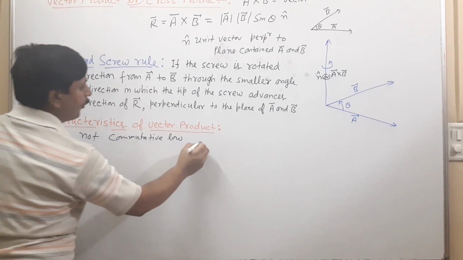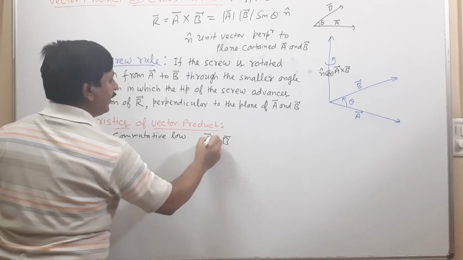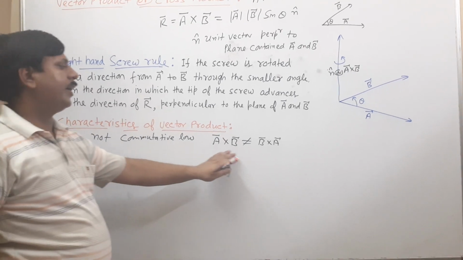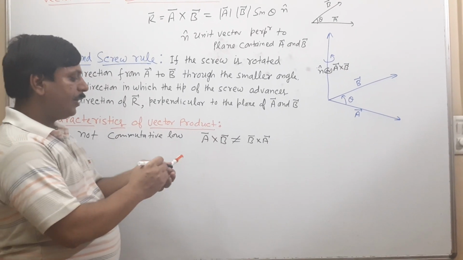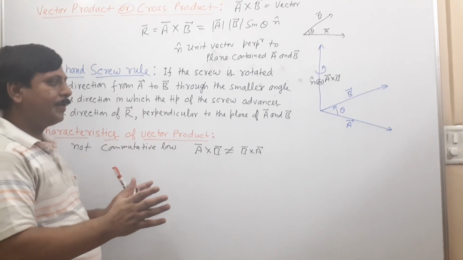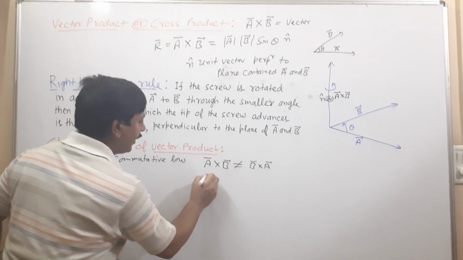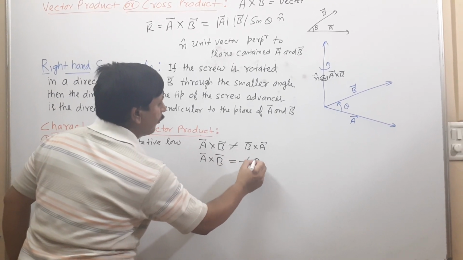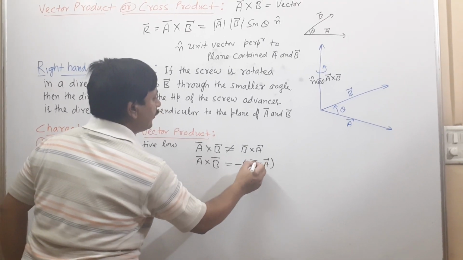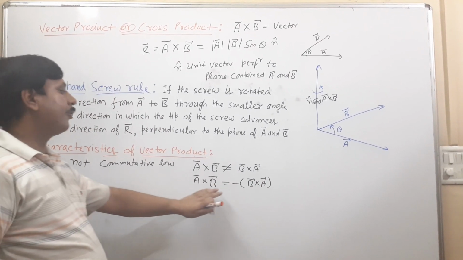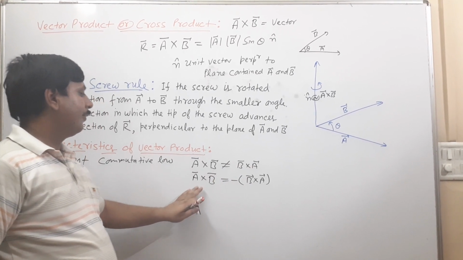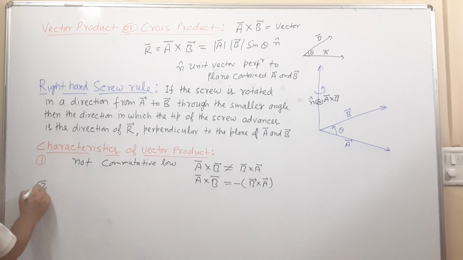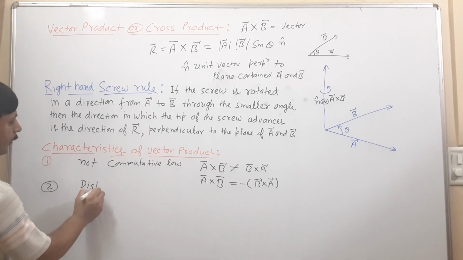This means A cross B is not equal to B cross A. Unlike the dot product, here it is not so. Here A cross B is not equal to B cross A, because A cross B has a direction; the magnitude is the same but the direction is opposite. That's why you can write it like this: A cross B is equal to minus B cross A, because the direction becomes opposite. They are opposite vectors. That's why A cross B is not equal to B cross A, while A cross B is equal to minus B cross A.